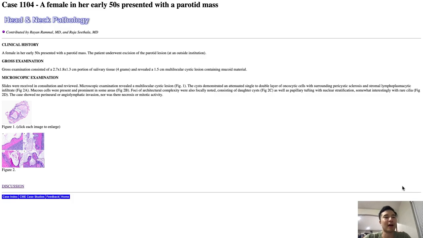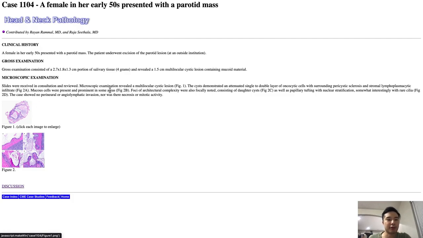This is case 1104. We have a female in her early 50s presented with a parotid mass. The patient underwent excision of the parotid lesion at an outside institution. Gross examination consisted of a 2.7 by 1.8 by 1.3 centimeter portion of salivary tissue, 4 grams, and revealed a 1.5 centimeter multilocular cystic lesion containing mucoid material. So maybe it could be a mucocele, it could be a mucoepidermoid carcinoma. Slides were reviewed in consultation.